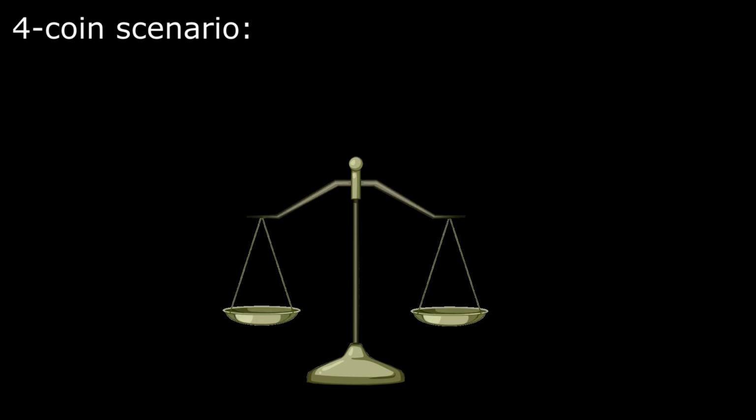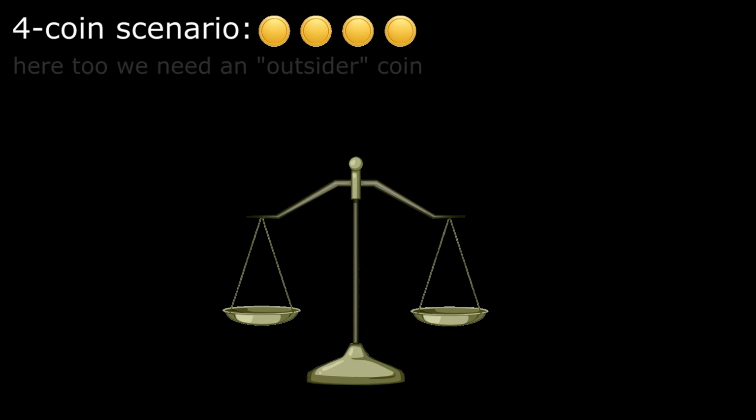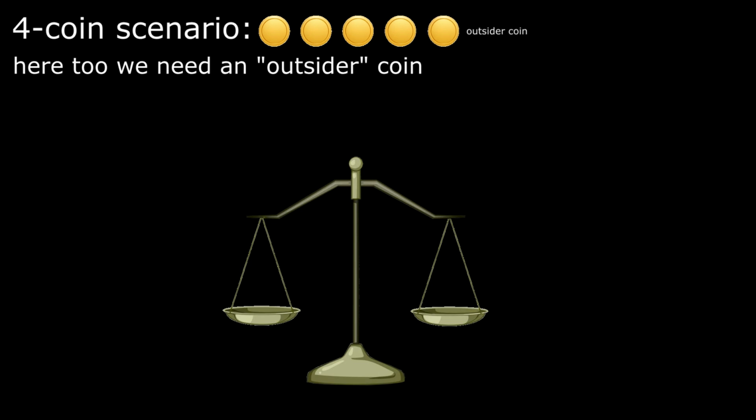Now let's look at the 4 coin scenario. How to determine with 2 weighings which is the culprit coin and whether it's heavier or lighter. Like the 2 coin scenario, we need an outsider coin that we know is a normal weight. So how do we do that? Well, it's counterintuitive, but you put 3 coins from the 4 coin group on the scale, along with the outsider coin. On one side, you put 1 coin from the 4 coin group, along with the outsider coin, and on the other side, you put 2 coins from the 4 coin group, and the 1 remaining coin from the 4 coin group is off the scale currently.